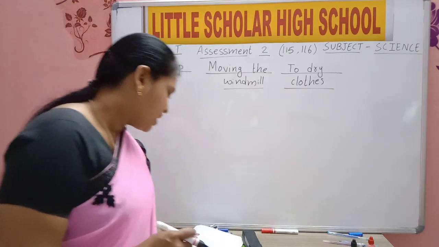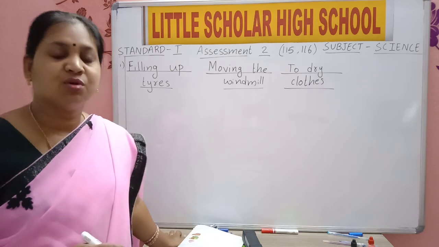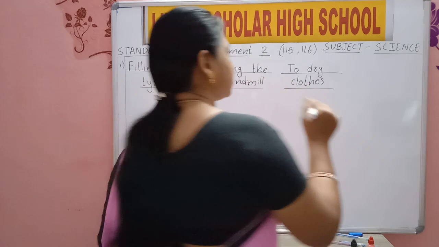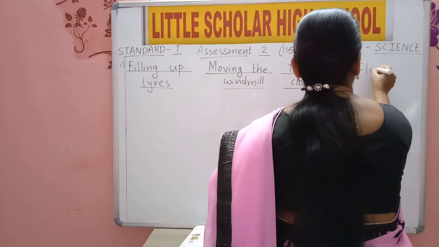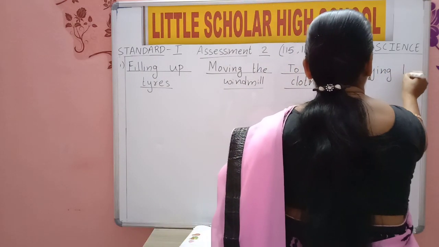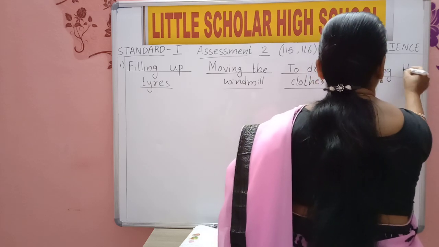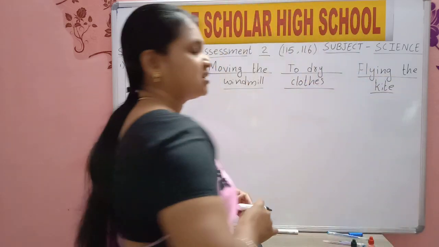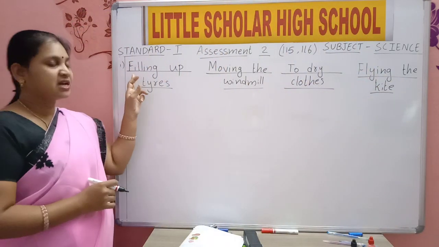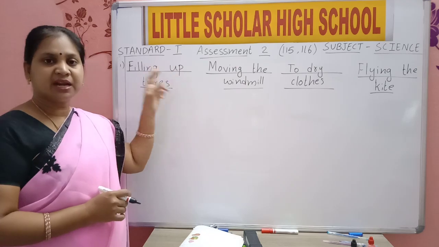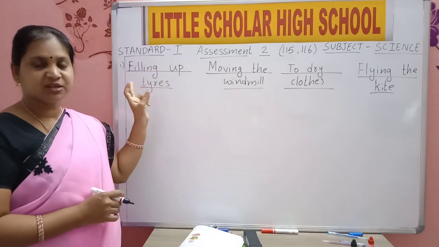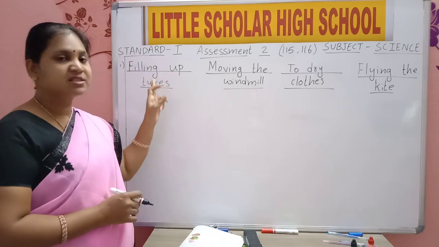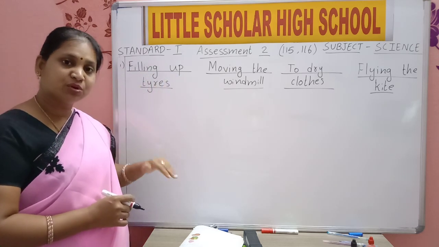Fourth picture, flying the kite. How is air useful here in the fourth picture? To fly the kite. F-L-Y-I-N-G, flying. T-H-E, the. K-I-T-E, kite. Flying the kite. Write it in the same way. The line given is not sufficient to write all this, so in the lines you write two words, and the third word you write below the line, okay?